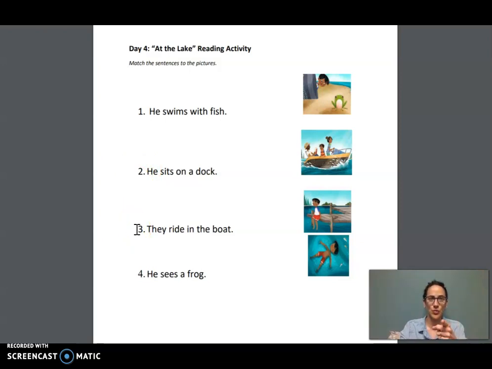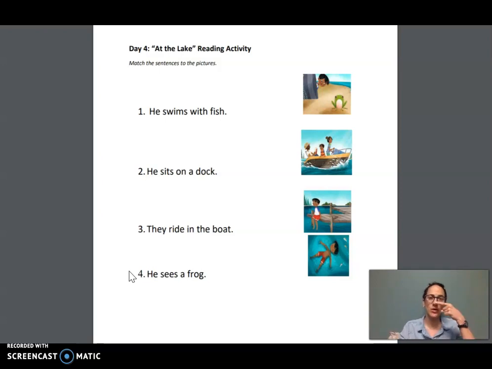Number 3, you read it. My turn. They ride in the boat. Good. Now let's read it together. They ride in the boat. And number 4, you read it. Good. He sees a frog. Find that picture. Very nice. Let's read it together. He sees a frog.